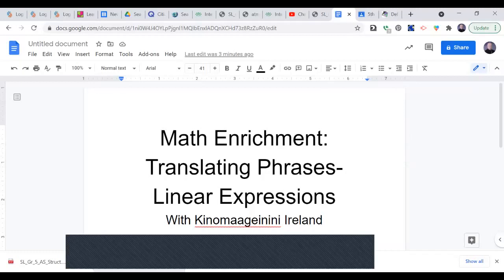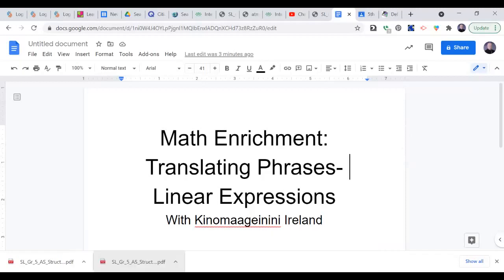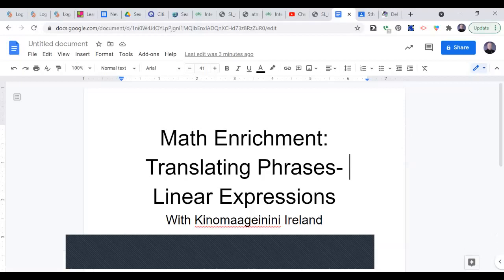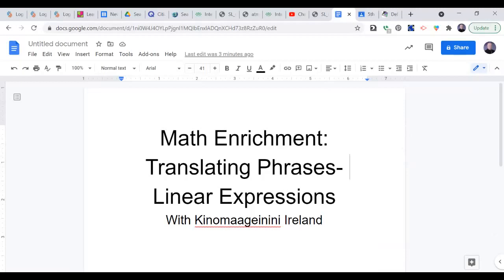Today's lesson: translating phrases and linear expressions. So today is nothing new for you. You've already had to read a problem where it says add 3 to 2 or 3 multiplied by 4 and turn it into a problem. It's a skill that all of you have, and you've done it in 5th grade.